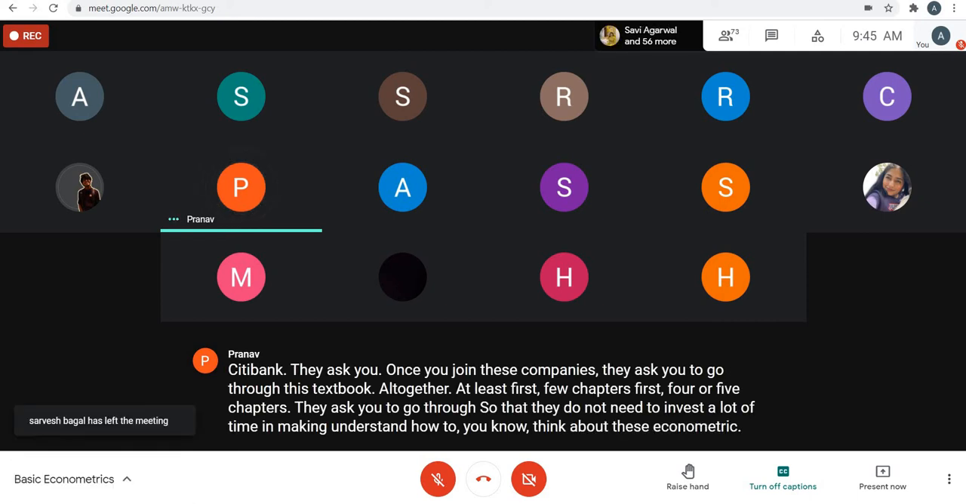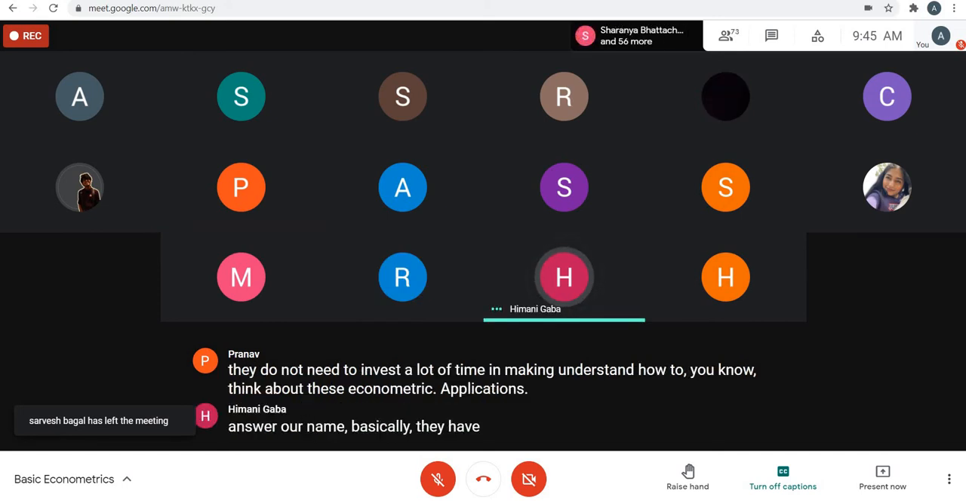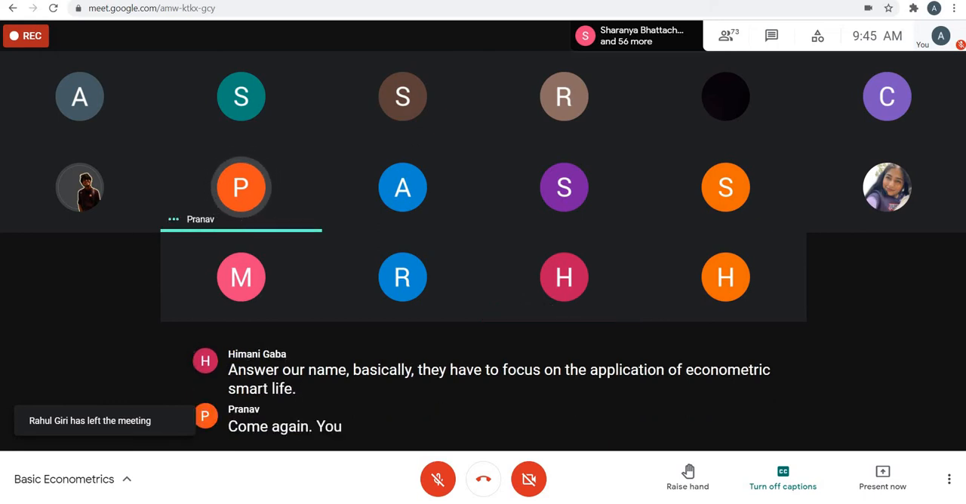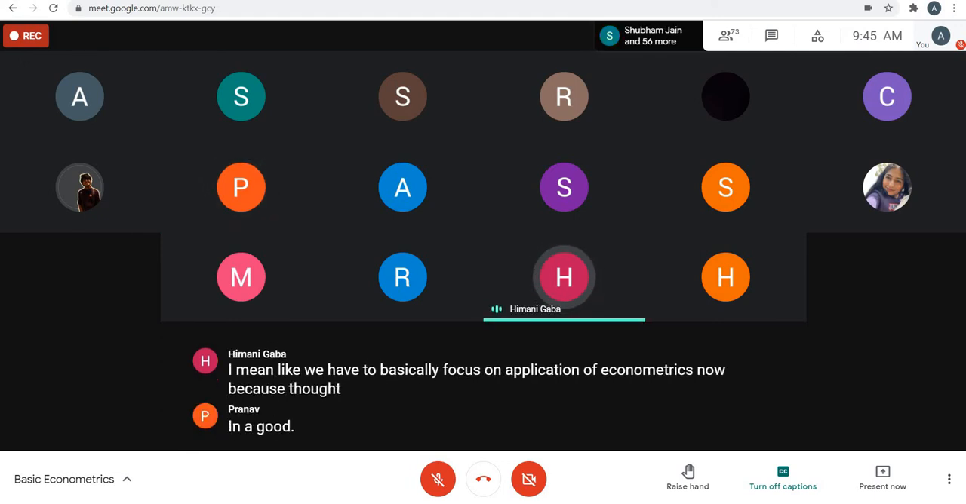ठीक है? And sir, R means basically we have to focus on the application of econometrics part, right? Come again, Himani, what are you saying? R means like we have to basically focus on the application of econometrics, na? Correct. We have done R in statistics as well.